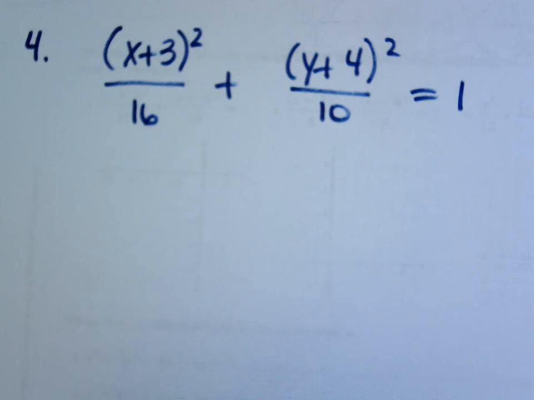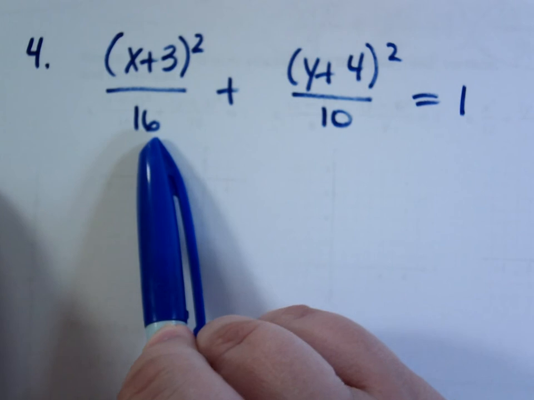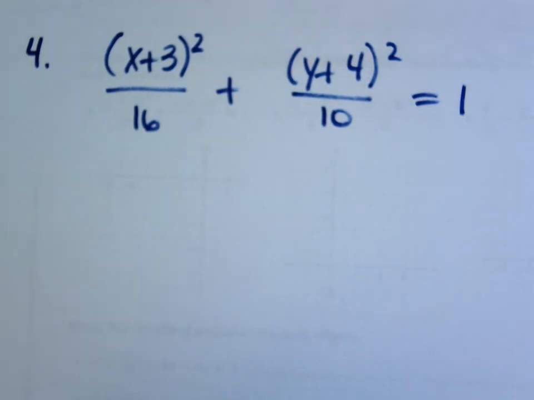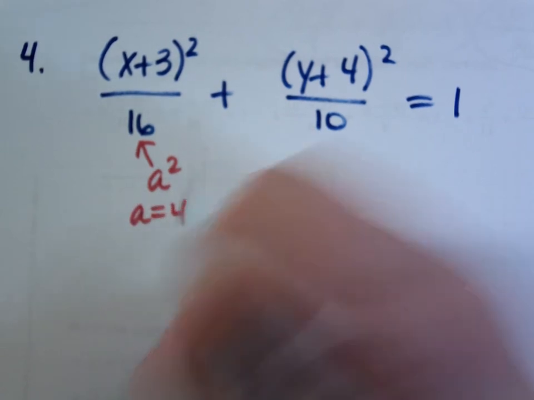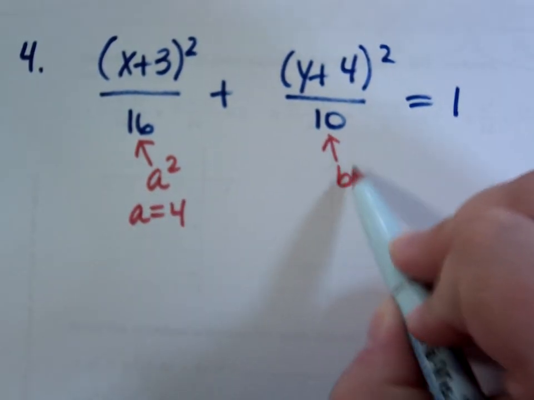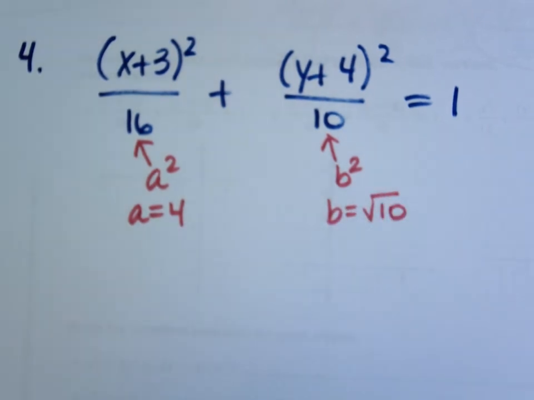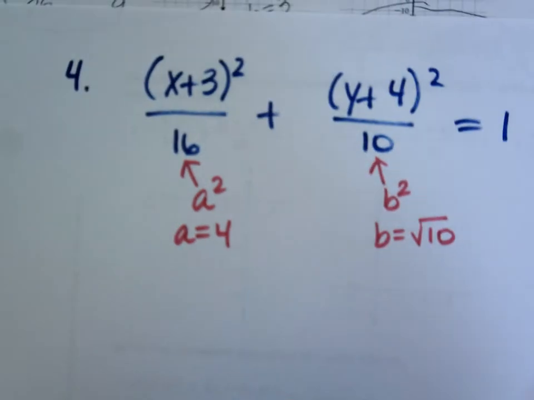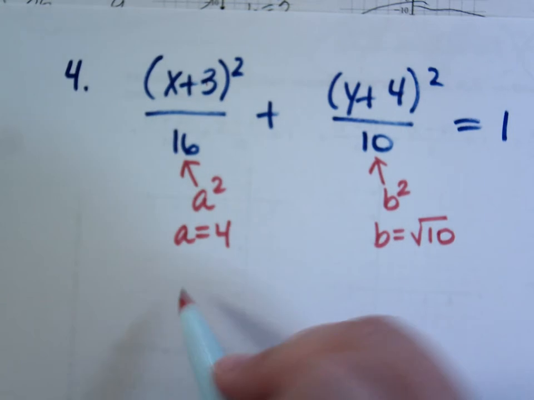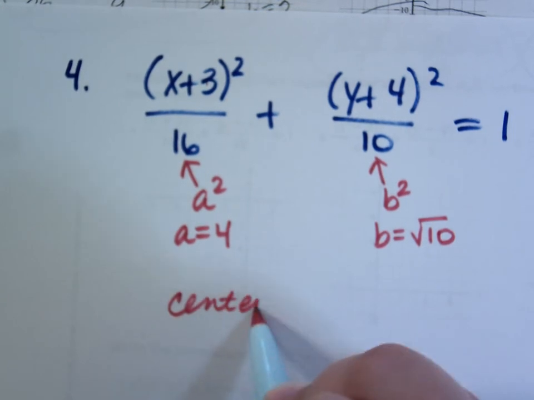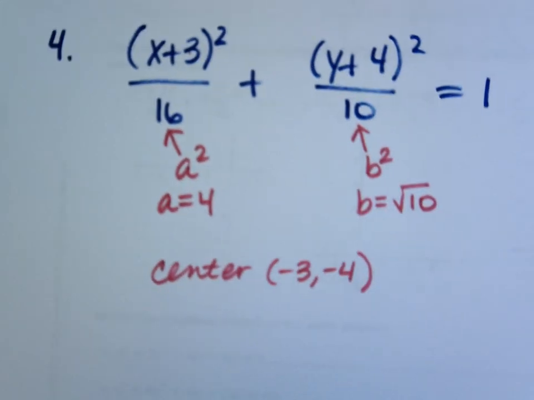So looking at the equation, first thing is I know from the fact that this is the bigger number that this is a squared. Okay, so I know that this is my a squared, so a equals 4. I know that this is my b squared, so b equals square root of 10. Okay, I know that my center is at -3, -4. These are the things I know from looking at this equation.